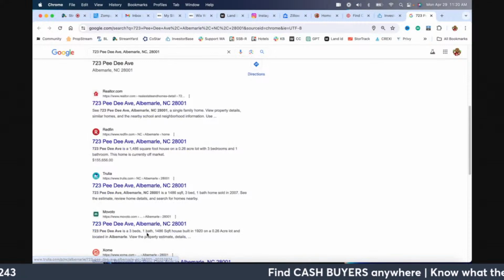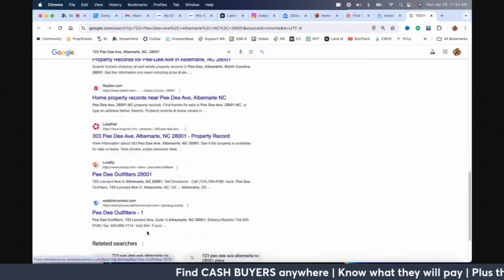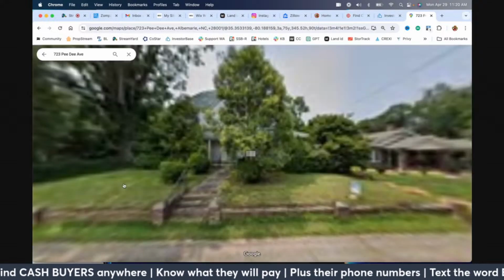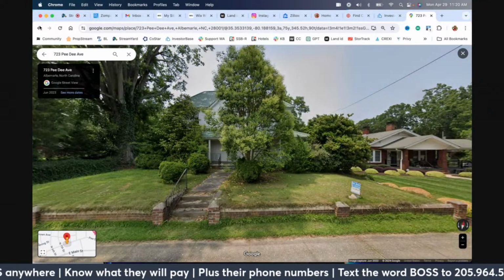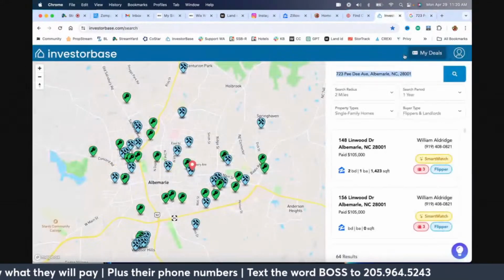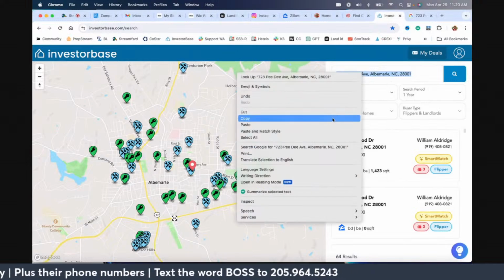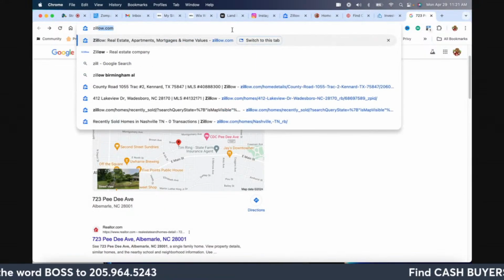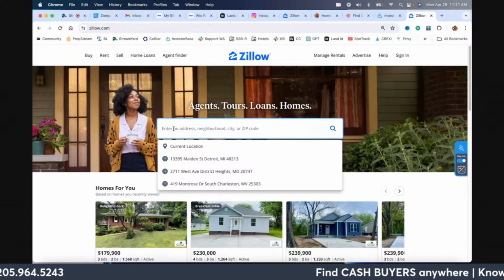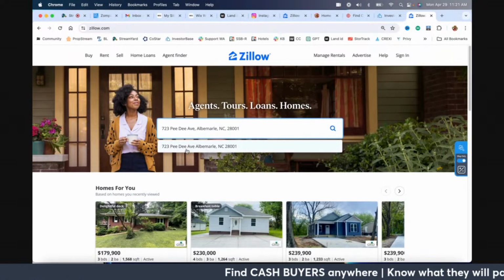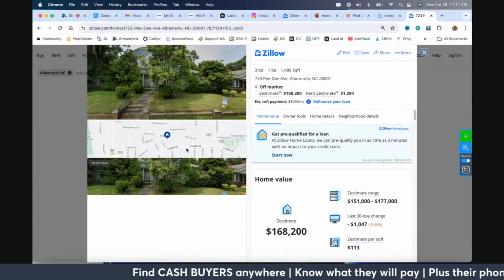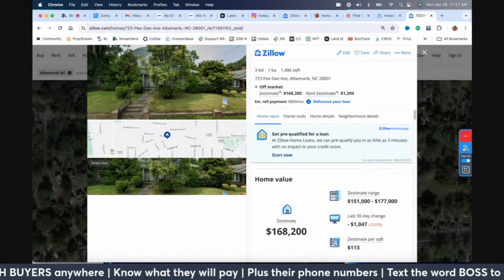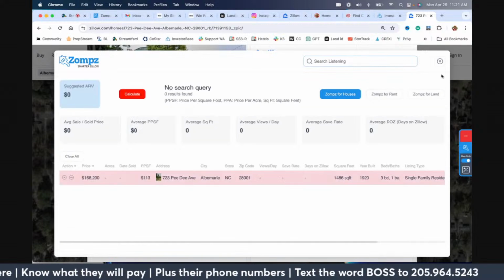Yeah, man. Let me see. Is this a house? Okay, yeah. There's a lot of trees. Yeah, Zillow doesn't like that address. Let me see. Let's just go straight to Zillow. Okay, there it is. Yeah. All right, so I'll add it, make it the target.